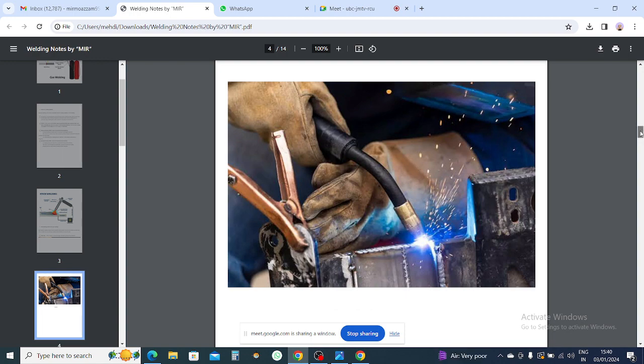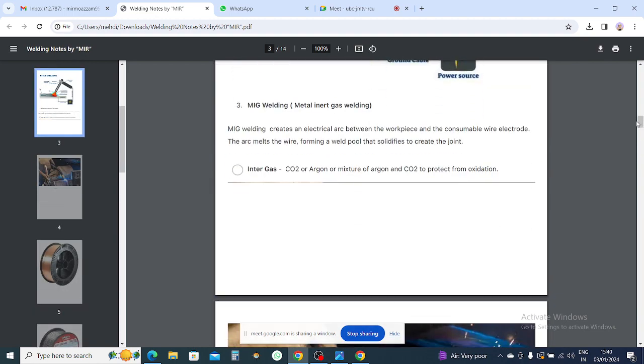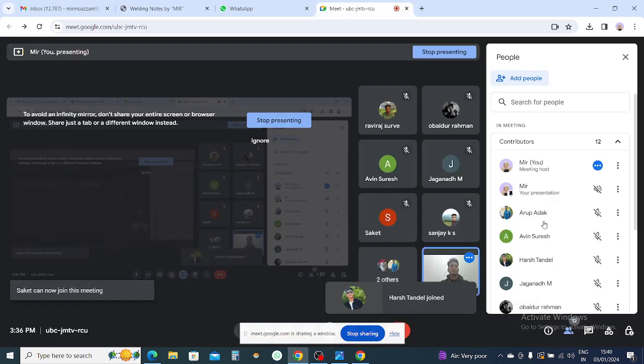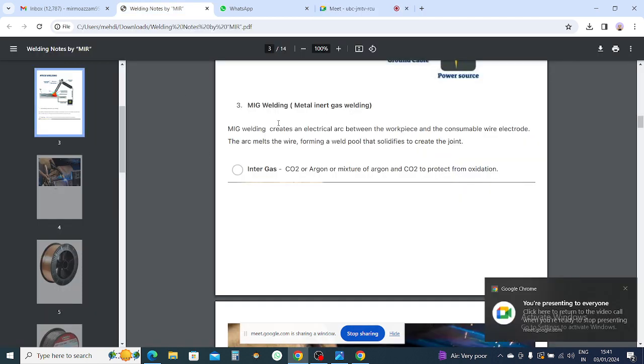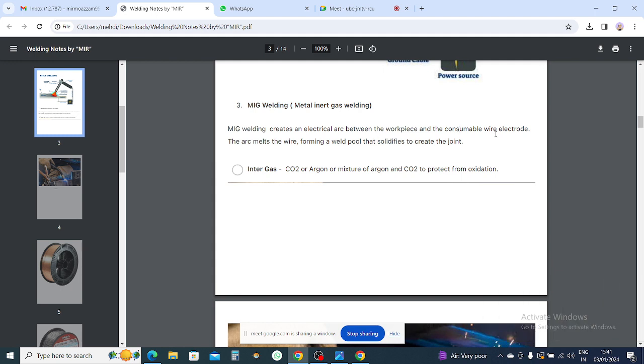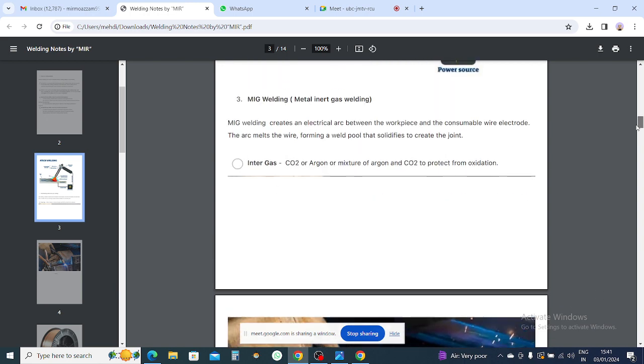Okay, so what is the difference between MIG and TIG? MIG welding creates an electric arc between the workpiece and the consumable wire electrode. The arc melts the wire, forming a weld pool that solidifies to create a joint. Same as metal arc welding, the second one we have discussed. So what is the difference?